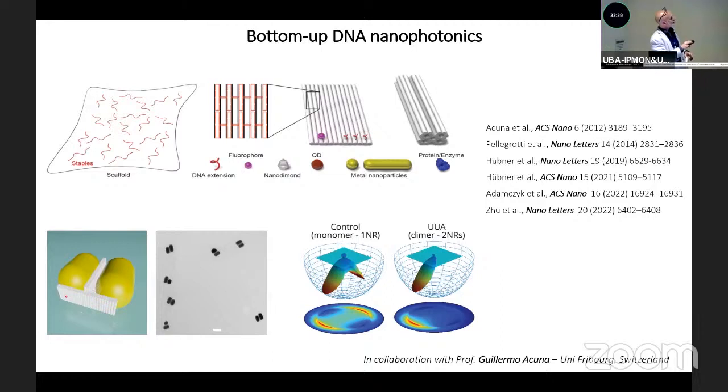It's symmetric if the rods are the same, but if you put the fluorophore off center, for example, here, now you can have directional emission. So you can use this really to direct the emission of a fluorophore. Here you see a simulation, and we have experiments that show exactly this. So you can construct nano objects to manipulate light using DNA origami.